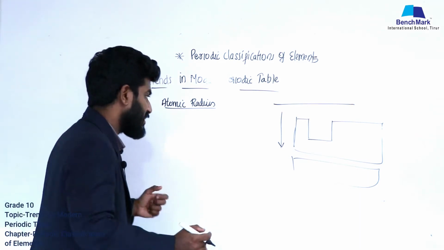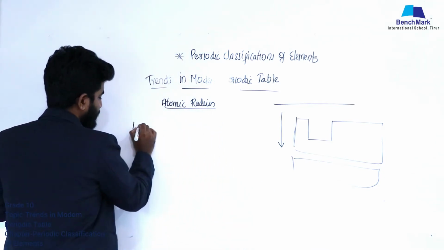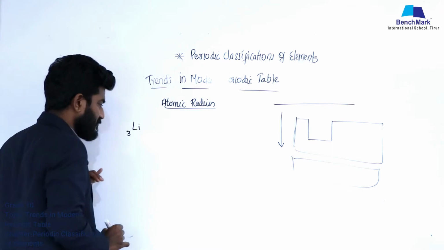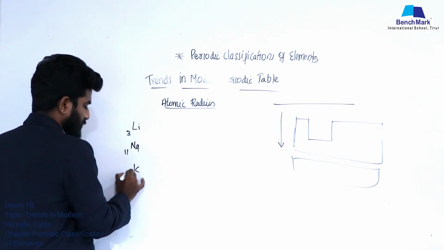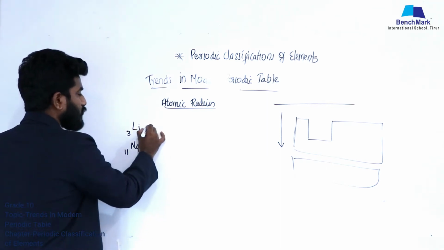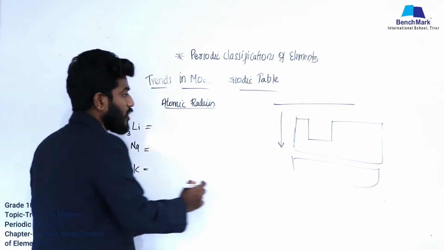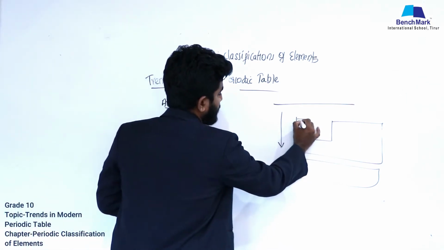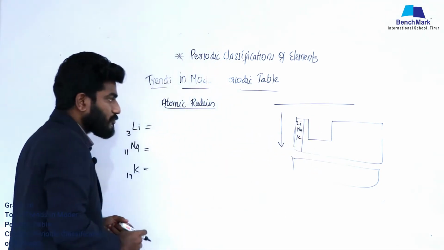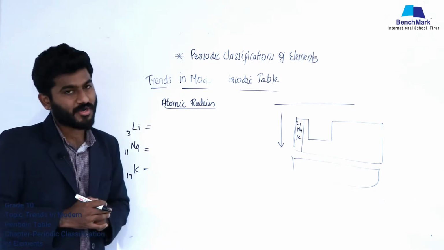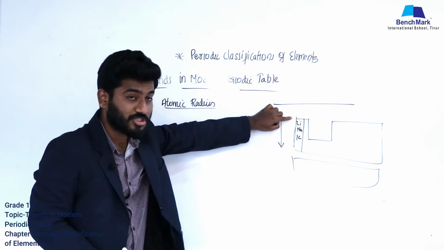And how can we compare the atomic radius of elements? If we consider the first group elements, which are the first group elements? Lithium, atomic number 3. Sodium, atomic number 11, and potassium, atomic number 19. In order to compare the atomic radius of these elements, what is the speciality of these elements? All these elements come in the same group. See, this is the first group where we can see lithium, sodium and potassium. My question is, what happens to the atomic radius if we move from top to bottom?